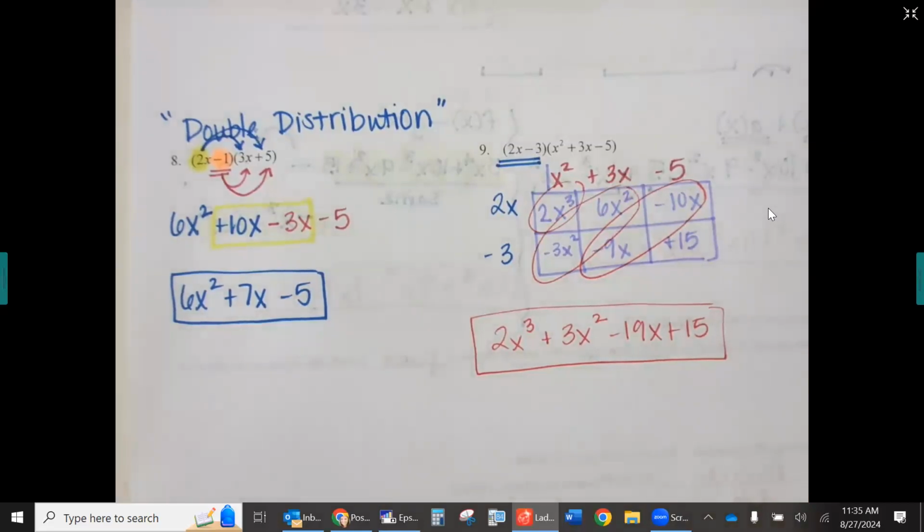Okay. So if you like the box method and it's more organized, that's perfect. Do it. If you don't like it, you can do the arrows. Go ahead and turn the page. Almost done.